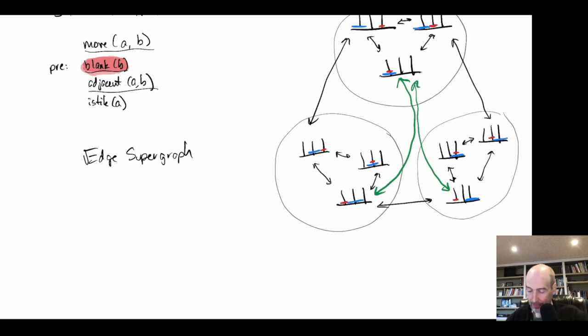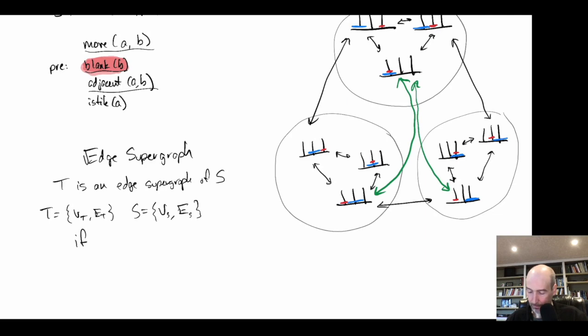Okay, so an edge supergraph is, just to say here, we're going to say T is an edge supergraph of S. So T is going to be equal to a set of vertices of T and edges of T, and S is going to be a set of vertices of S and edges of S. So T is an edge supergraph of S if the vertices of T are equal to the vertices of S, and the edges of S are a subset of the edges of T. Okay, and so this is just the formal definition of an edge supergraph.